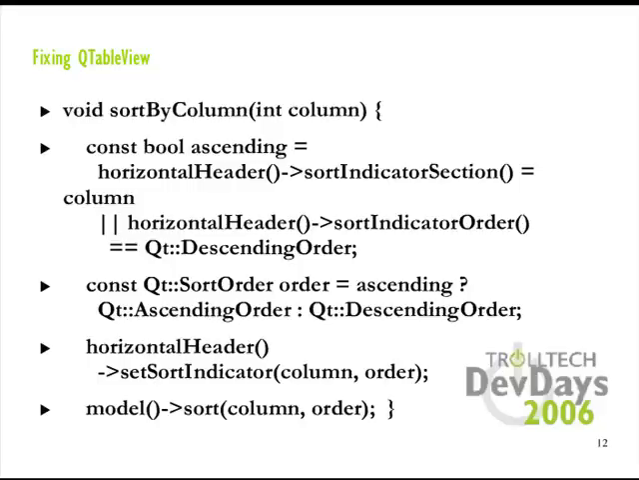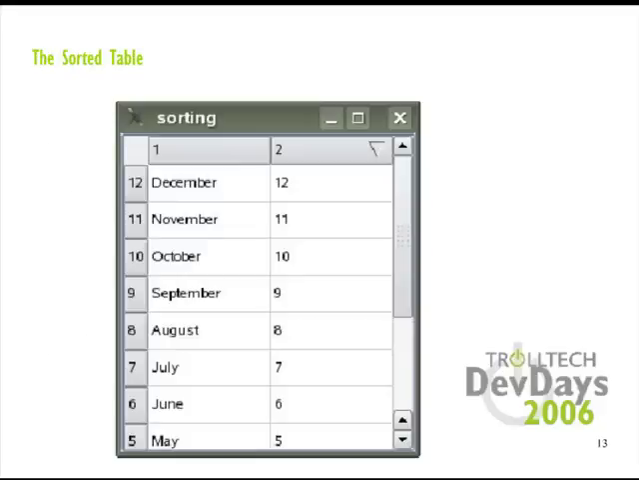Now, the real fun is that this is not a virtual method, so you can't really override it, but you can do it, and then you can disconnect the signal on the view and then connect it to this one again, and then it works. And voila! Sorting! See? Isn't that good?